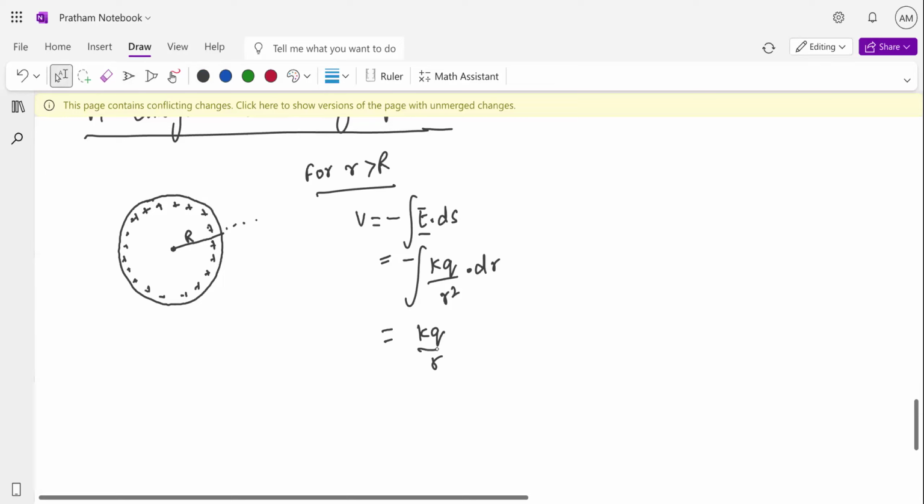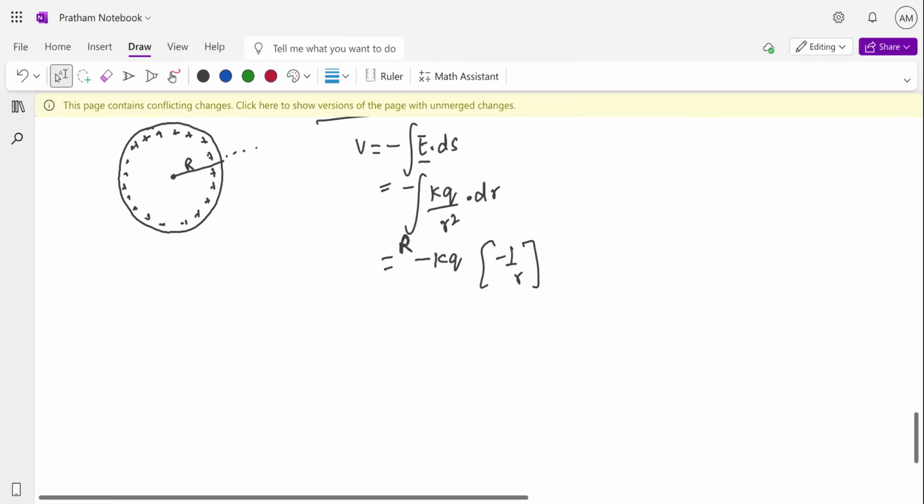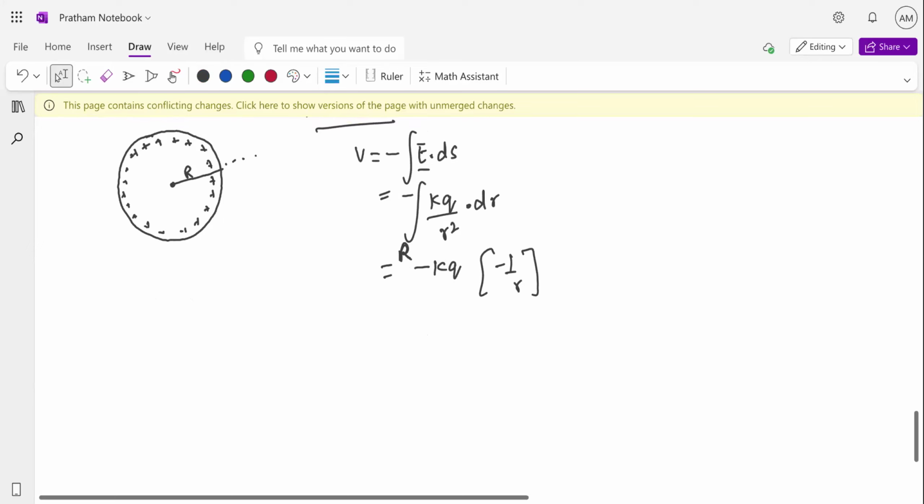Because if you just integrate this one, you get kQ times minus 1 by r, going from capital R to some value. So the potential we get is kQ divided by r. Is that clear?